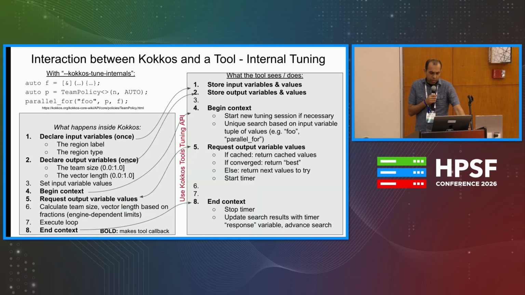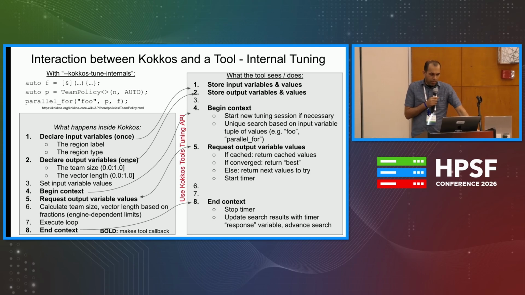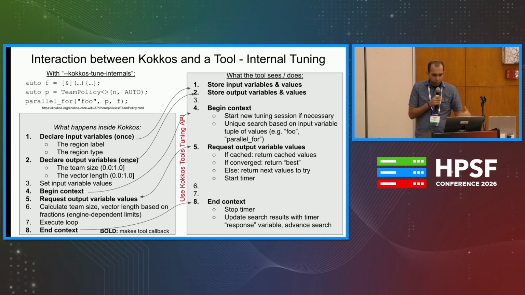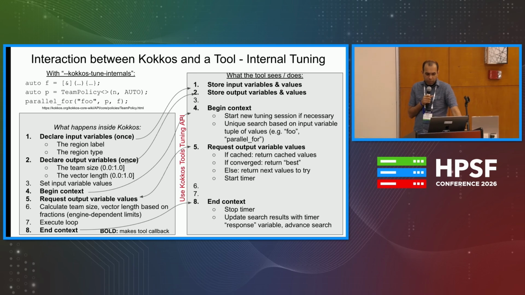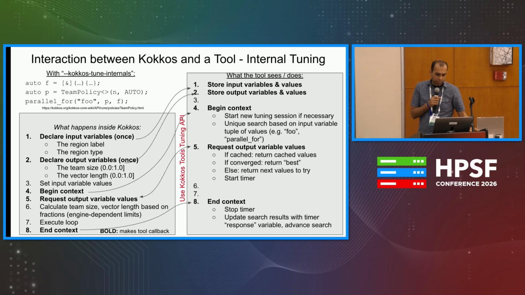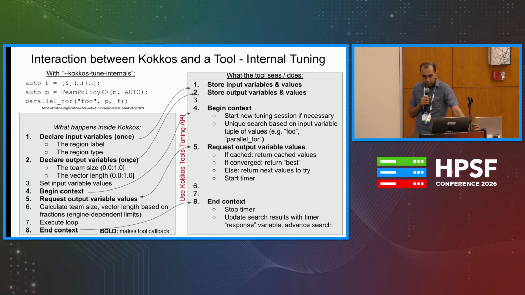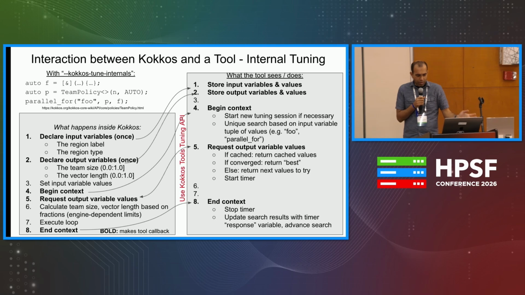What I want to do is quickly go over the use of tuning within Kokkos. If you write a Kokkos application, this is how you would enable some sort of auto tuning with team policy. You can use this flag to Kokkos tune internals. What happens inside Kokkos, when you do this auto team policy, is it declares the input variables once. What that does is store input variables and values and output variables and values.